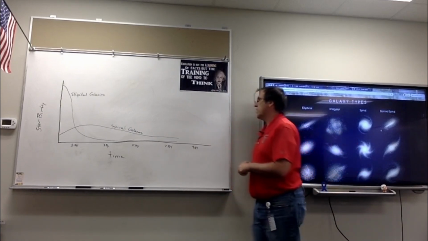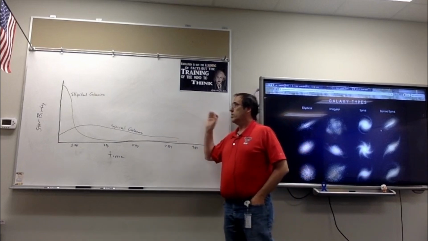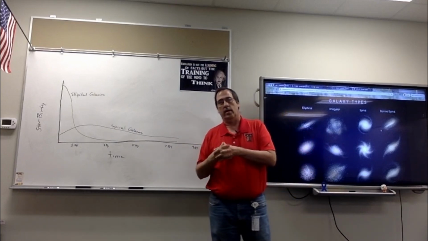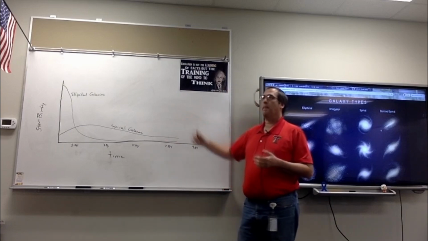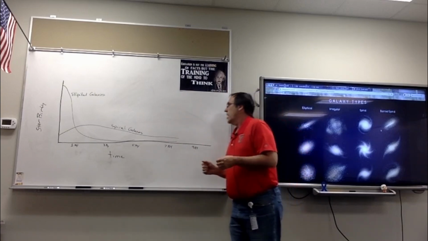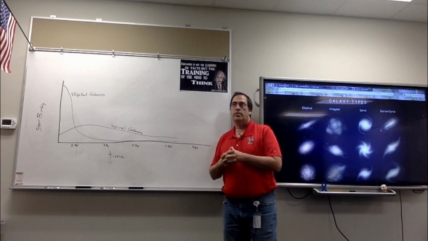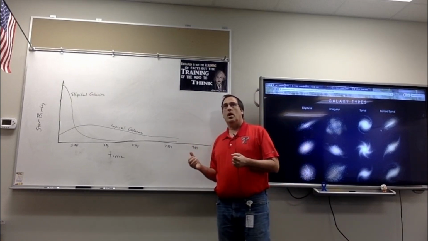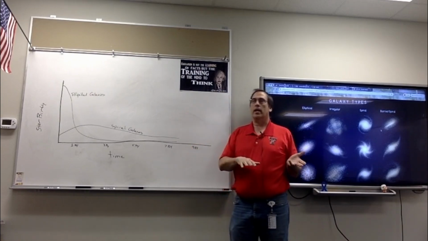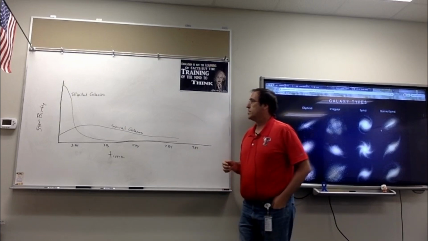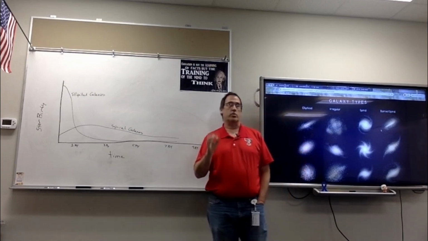Okay, so over here I've drawn just a very simple graph to try to explain why some galaxies form arms and some galaxies don't. And what it really has to do with is the rate of star birth.